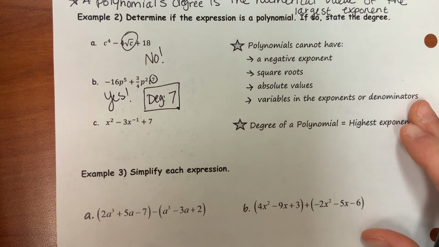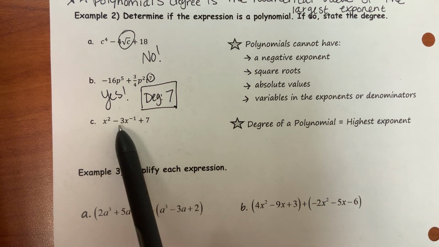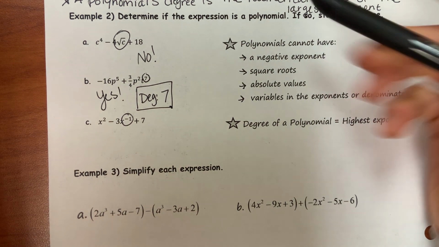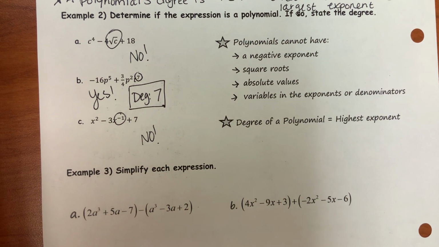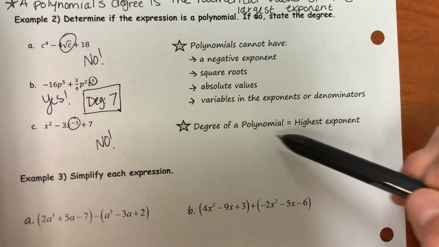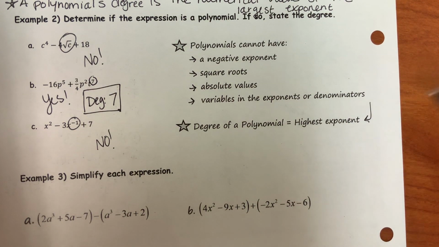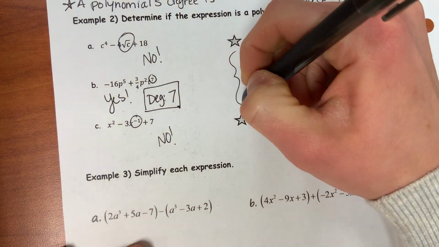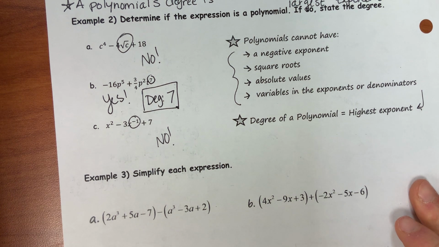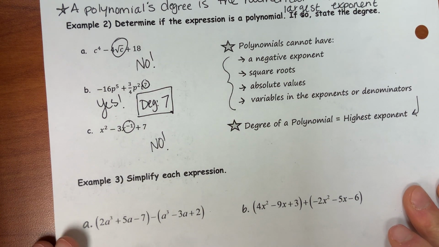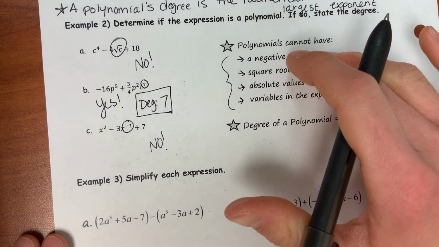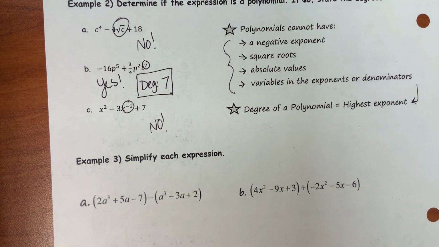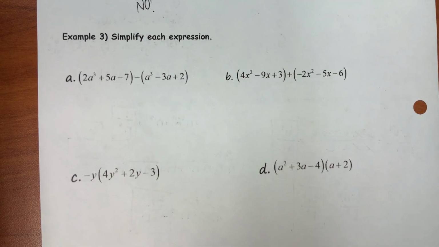Last one, C. I know that this negative exponent is a no-no. Negative exponent, so no, this is not a polynomial. And again, the degree of the polynomial is the highest exponent. So that's a good note. You'll have to probably memorize those. So just make sure that you are reading this list and getting familiar with these 4 things that polynomials cannot have.